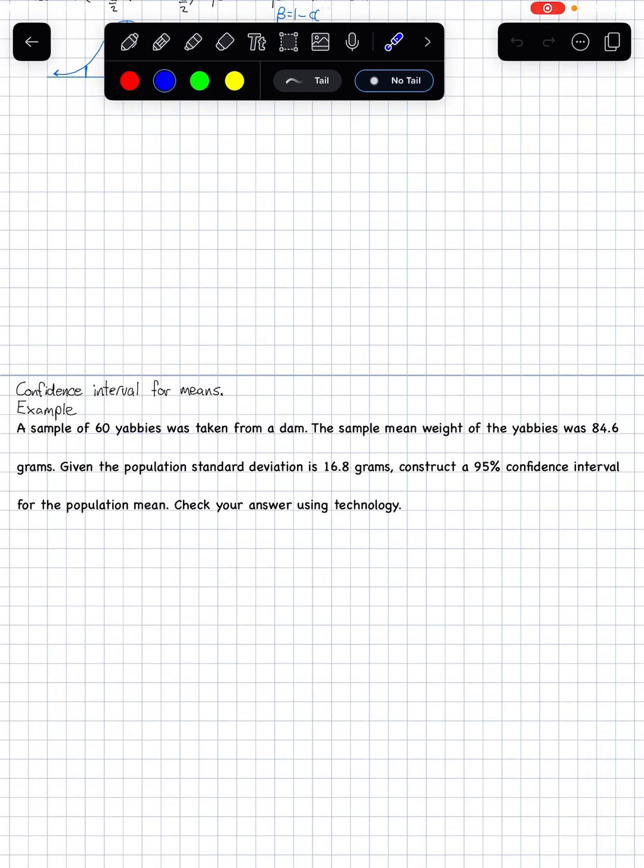So a sample of 60 yabbies was taken from a dam. The sample mean weight of yabbies was 84.6 grams. Given the population standard deviation is 16.8, construct a 95% confidence interval for the population mean. So what we do in this particular example is we state our values.